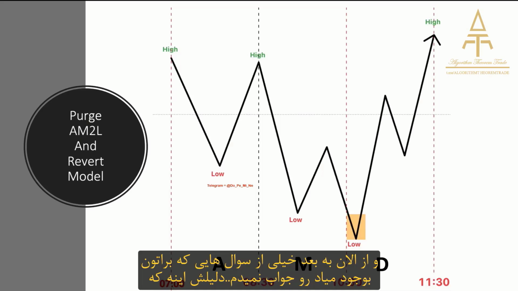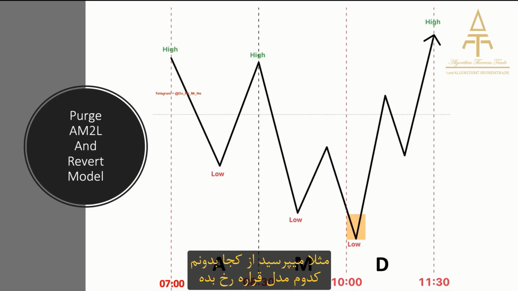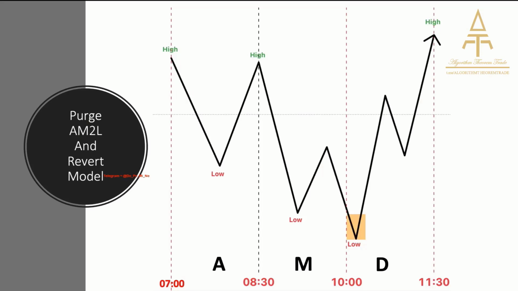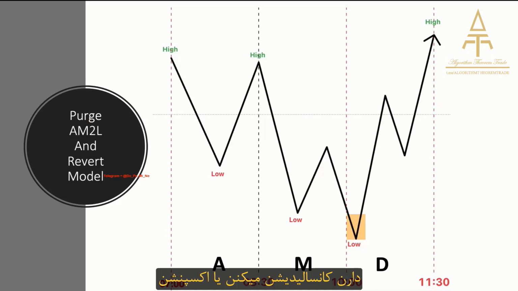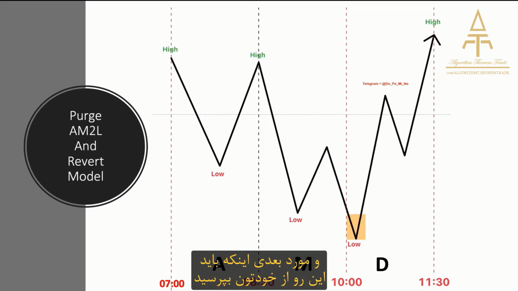And I'm now going to answer a question that some of you might have already been asking yourselves. And that's the following: but Zeus, how do I know which model is going to unfold? First of all, you look at the characteristics of what these cycles are doing thus far. Are they consolidating or are they expanding aggressively?